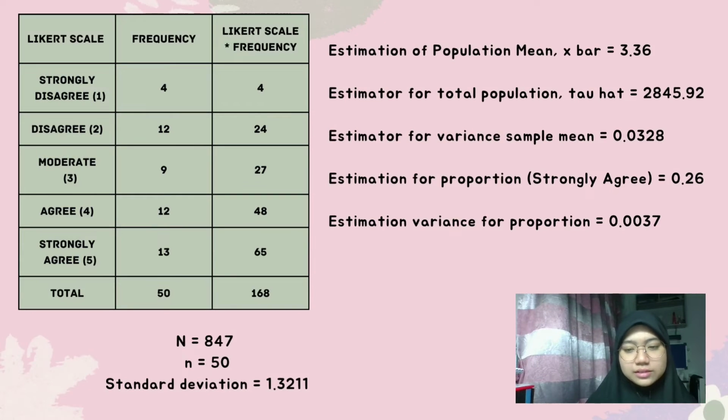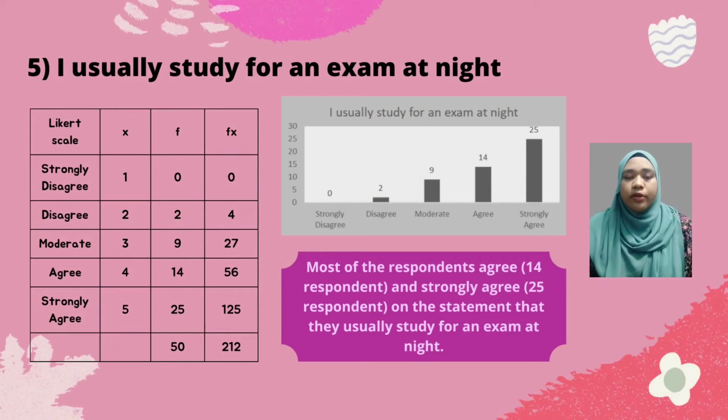For data calculation, standard deviation is equal to 1.3211, estimation of population mean x bar equals 3.36, estimator for total population tau hat 2845.92, estimator for variance sample mean equals 0.0328, estimation for proportion for strongly agree 0.26, and estimation variance for proportion is 0.0037.